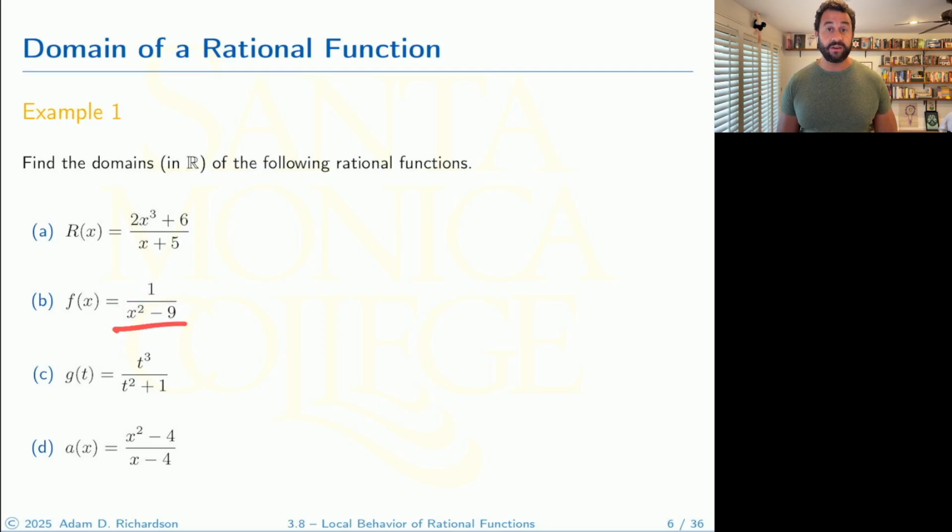What's the domain of this function? Well, the denominator is a difference of squares. The denominator is x squared minus 9, which is x minus 3 times x plus 3. So the domain of this is everything except plus or minus 3. Here, the denominator is t squared plus 1, and since we're working over R, we can't factor that any further. That's fully factored. So here's a rational function where the denominator is never equal to 0. So the domain is all real numbers.